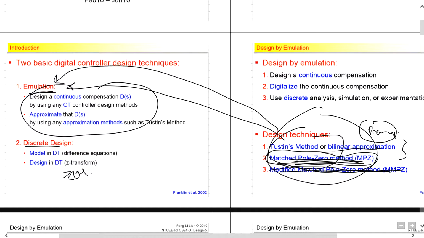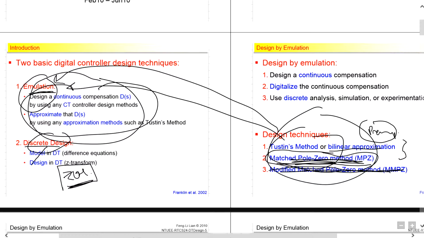Now we're going to have another method to design your controller. What we have been talking about for many videos is emulation techniques, or design in terms of emulation. Now we're going to design in terms of a discrete system, where we have a 0th order hold.